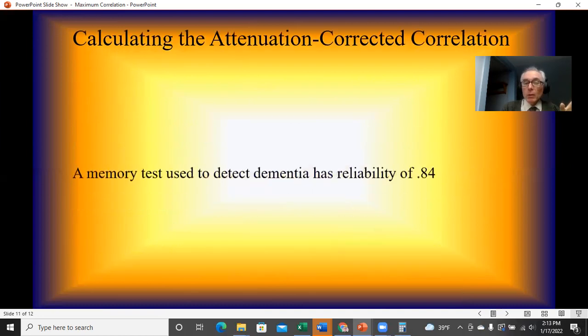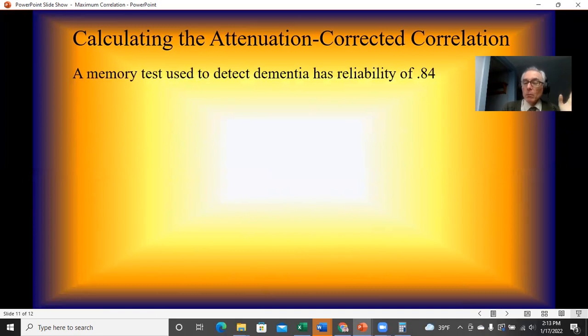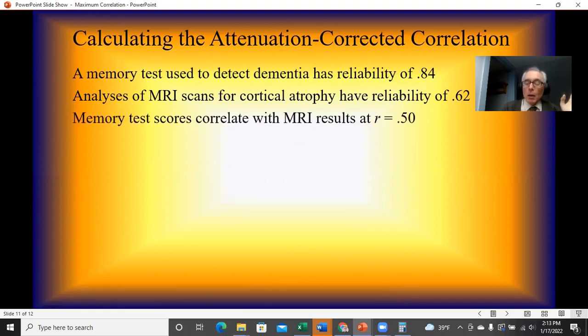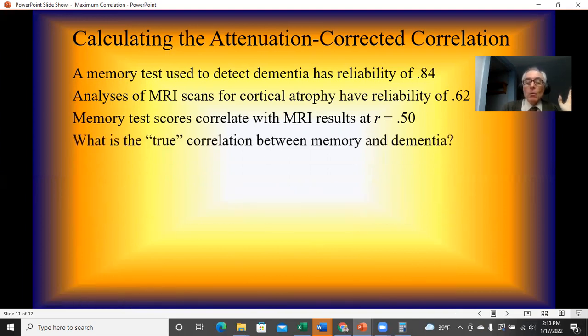Now, let's look at one of our other examples here. We have the memory test, reliability 0.84, the MRI analyses, reliability 0.62. We find that the memory test scores correlate with MRI results at 0.5, r equals 0.5. Pretty strong correlation, by the way, but with a lot of room between that and 1. So how strongly related are memory and dementia? Now, remember, we have only an imperfect measure of memory and only an imperfect measure of dementia here.